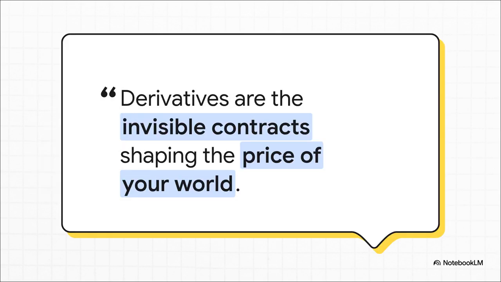So the next time you're filling up your car or buying a cup of coffee, just remember there's this invisible world of contracts that help shape the price you're paying. It was influenced months ago by hedgers trying to play it safe and speculators making bold bets. Derivatives are kind of like the hidden architecture of our global economy, managing risk and figuring out prices behind the scenes. And that makes you wonder, what other invisible forces are out there shaping our world?